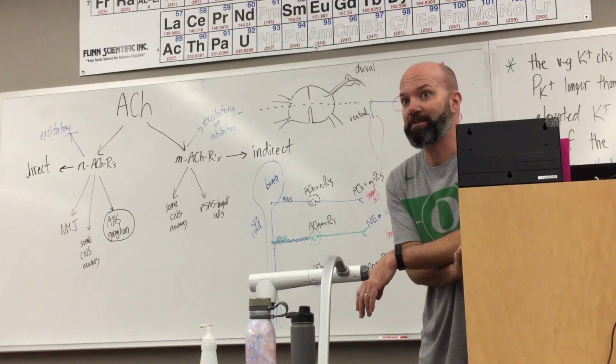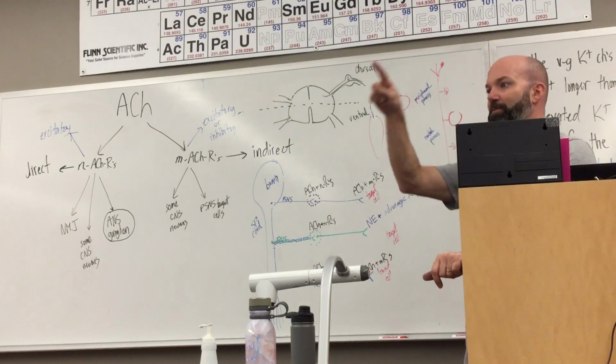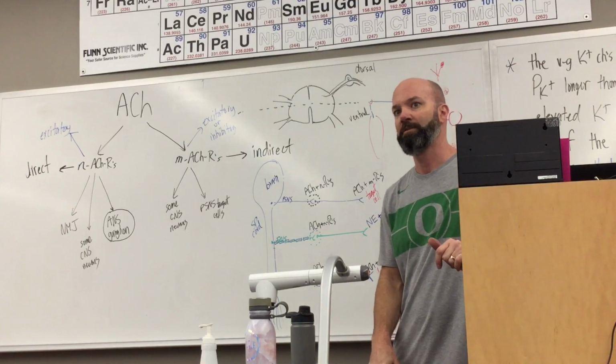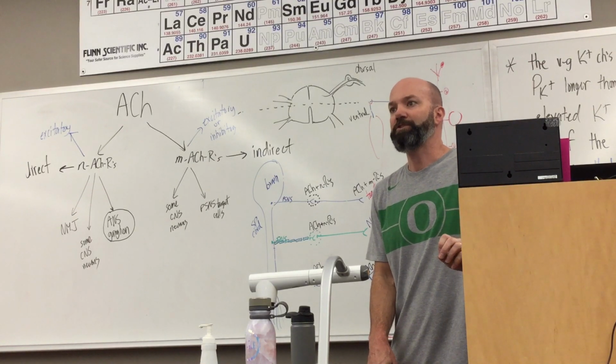Voltage-gated ion channels. So we describe the action potential as jumping from node to node. What type of conduction is that called? Saltatory. Saltatory conduction.